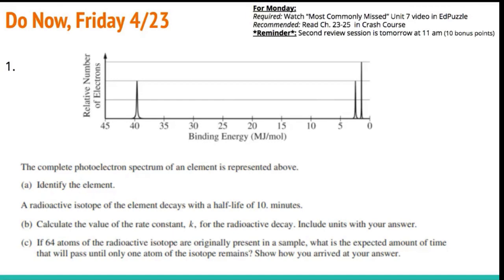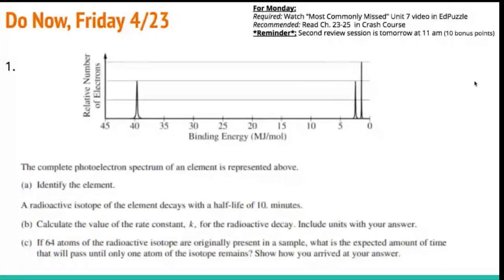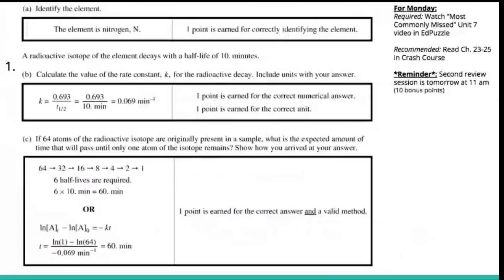So for this do now, if we look at the scoring guidelines, I'll show you how College Board actually scored this question. This was a short question worth 4 points. This was actually on the 2018 test. So for this free response question, part A said identify the element. Well, the element is nitrogen.